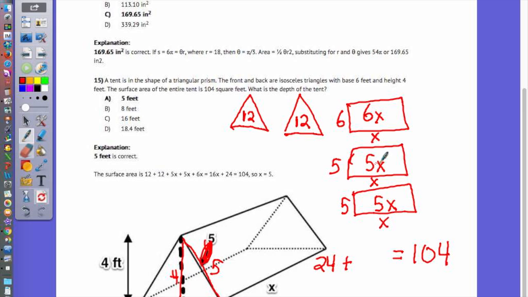6x plus 5x plus 5x is 16x. So when I subtract 24 from both sides, I get 16x equals 80. And then when I divide by 16, I get x is equal to 5. So you understand how to do that problem?